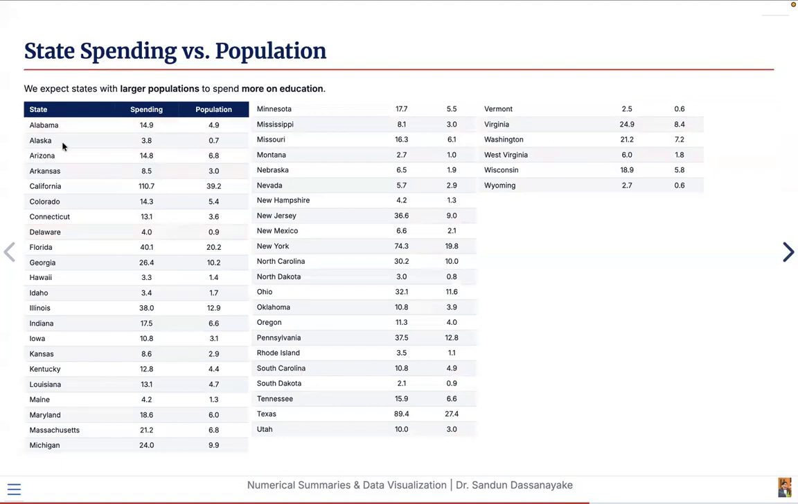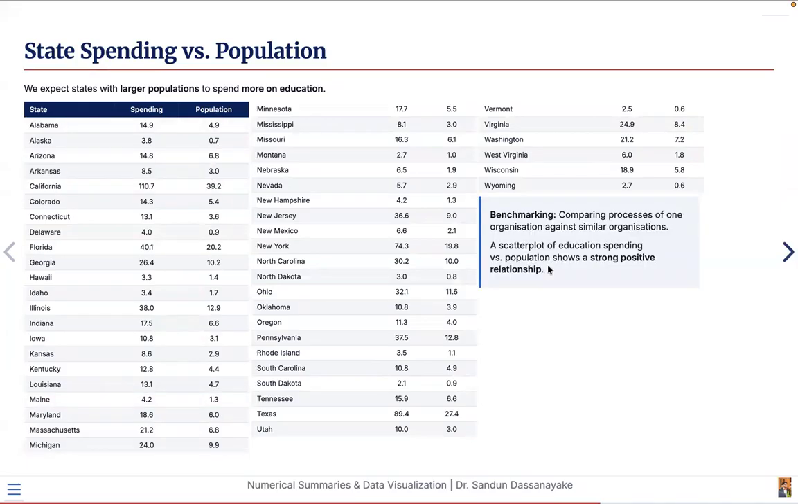These are US states, and spending is there, and then the population is there. And let's look at the charts. A scatter plot of education spending versus population. So, a strong positive relationship.